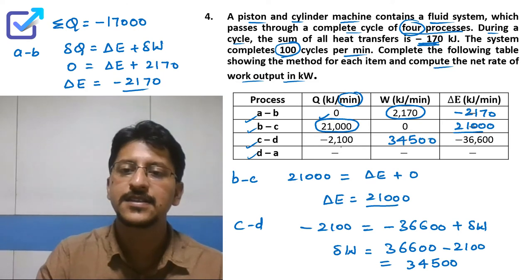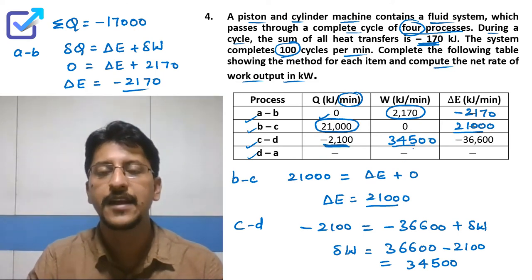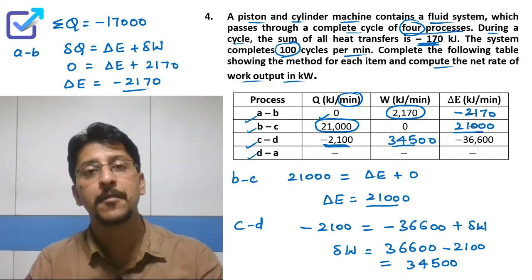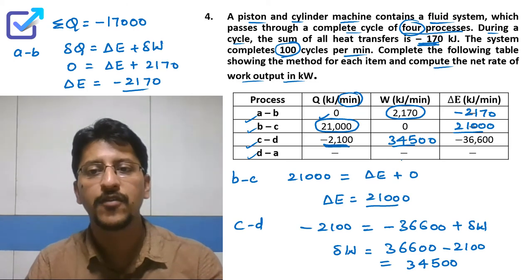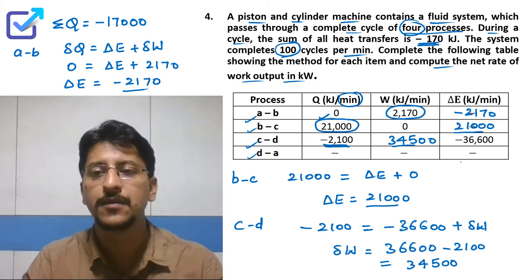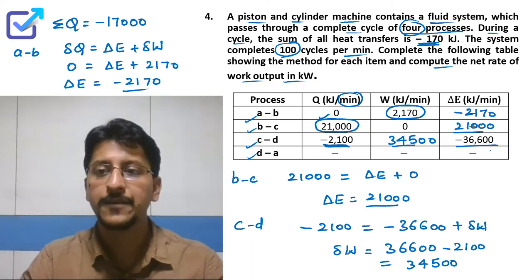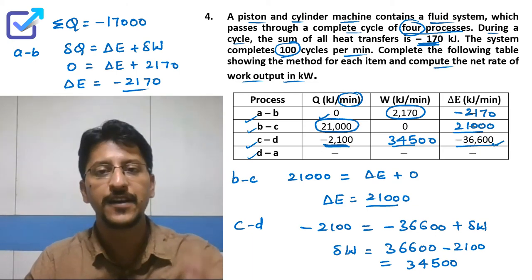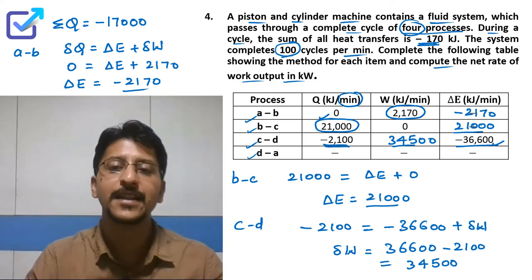Since this is negative, that means this much amount of heat is being taken out of the system. This is also positive. That means this much amount of work is done by the system. So both the energies, in the form of heat as well as in the form of work, are coming out of the system. So from where will they come? They will come from the internal energy. The internal energy will decrease, and the heat will also be transferred out of the system, and work is also being done by the system.